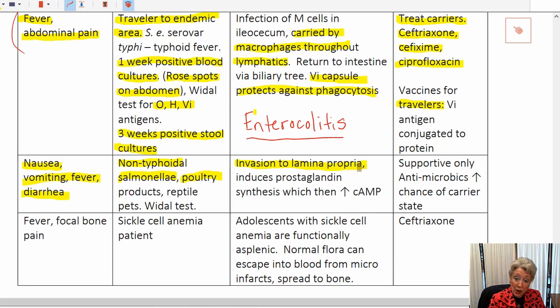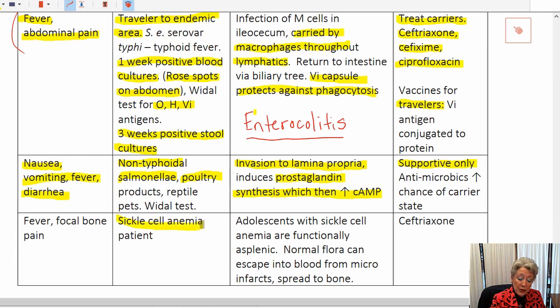The mechanism of causing the diarrhea is secondary to induction of prostaglandin synthesis, which then secondarily increases cyclic AMP. And supportive therapy only is recommended because antibiotics seem to increase the possibility of it transitioning into a carrier state.